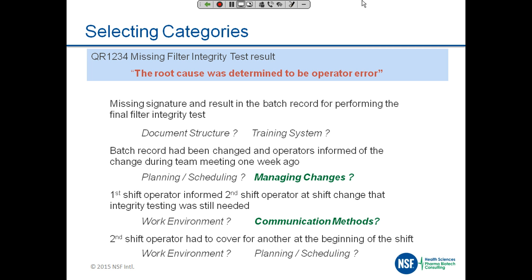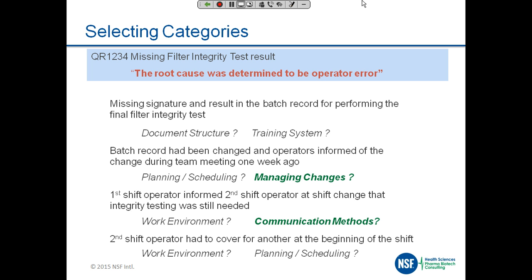If you look at the contributing factors for that missing filter integrity test, and you look at the context of what occurred and you do a thorough investigation, never is it simple. And generally you will find that there are a number of reasons why something occurred. And we're very quickly, often, unfortunately, saying, well, it was operator error. What we encourage you to do is to look at the contributing factors as you do your investigation.